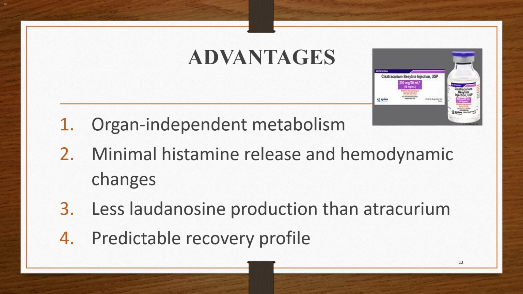Advantages of Cisatracurium. 1. Organ-independent metabolism. Cisatracurium breaks down without relying much on liver or kidney function. 2. Minimal histamine release and hemodynamic changes. Cisatracurium causes few side effects like low blood pressure due to minimal histamine release. 3. Less laudanosine production than Atracurium. Cisatracurium produces less of a potentially problematic breakdown product compared to Atracurium. 4. Predictable recovery profile. Cisatracurium's effects wear off in a predictable way.